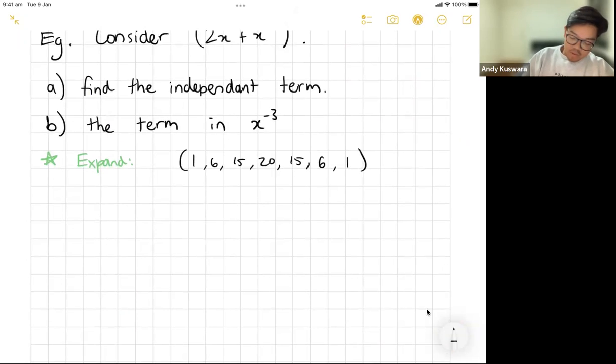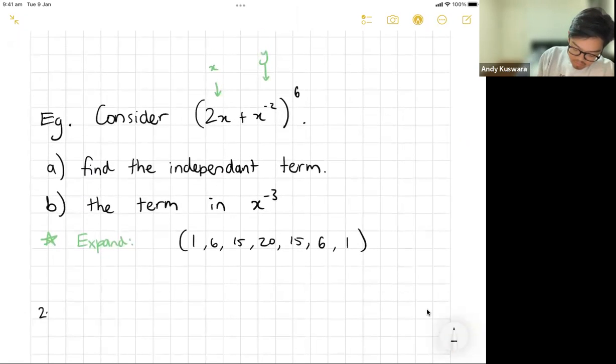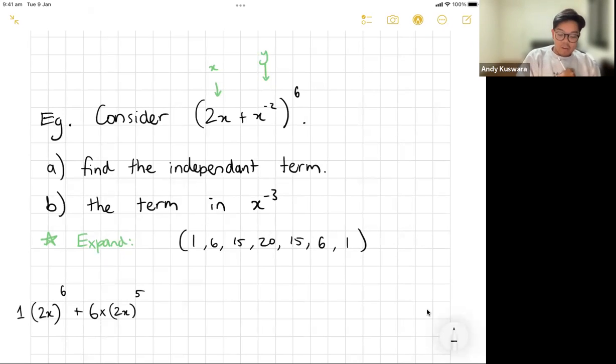Okay, so first things first is my first term. It's going to be 2x, and it's going to be to the power of 6. All right, there's my first term, and there's going to be one lot of that. Now, for the next term, it's going to be 6 lots of my 2x, my first term, and now that's going to go down in power. So it's going to be to the power of 5, and now I'm going to have one lot of those y's, which is going to be x to the -2. It's going to be to the power of 1.